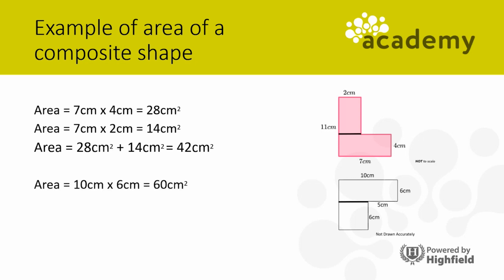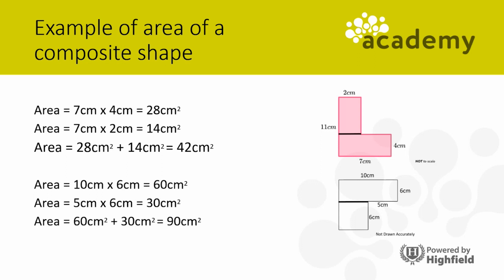The second example, the area of the first rectangle is 10 centimeters by 6 centimeters, or 60 centimeters squared. The second one is 5 centimeters times 6 centimeters, which gives us 30 centimeters squared. And we arrived at that 5 centimeters by halving the original length along the top. Adding the 2 areas together gives us 60 centimeters squared plus 30 centimeters squared, or 90 centimeters squared.